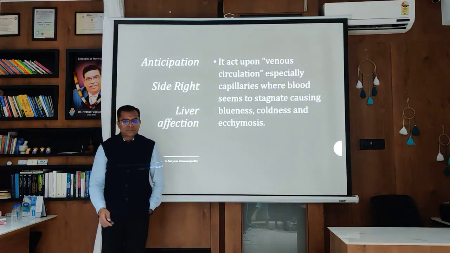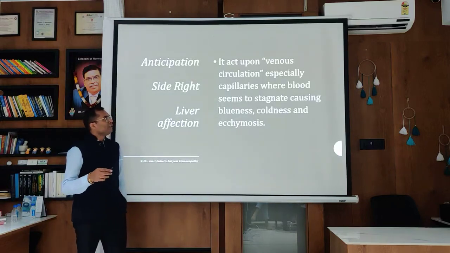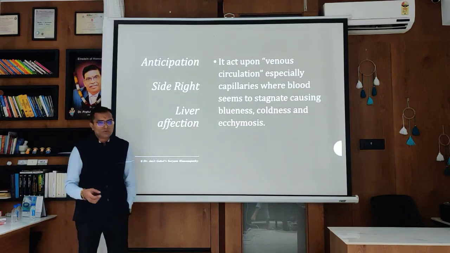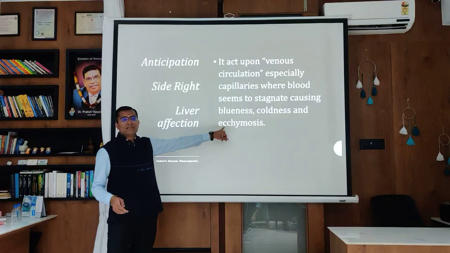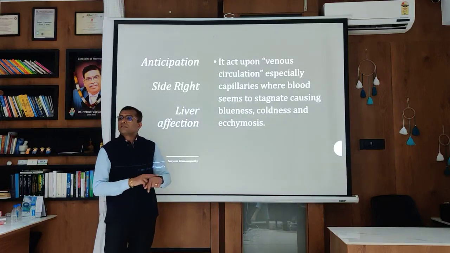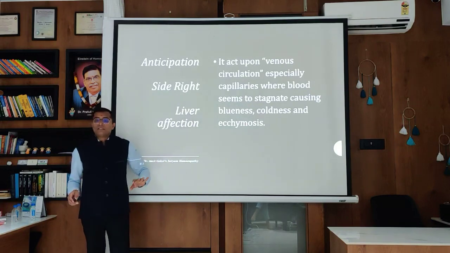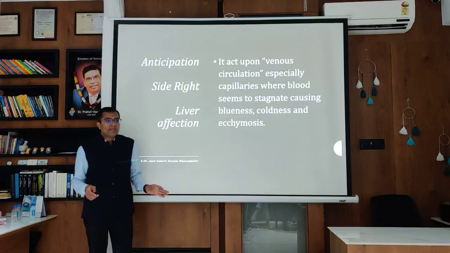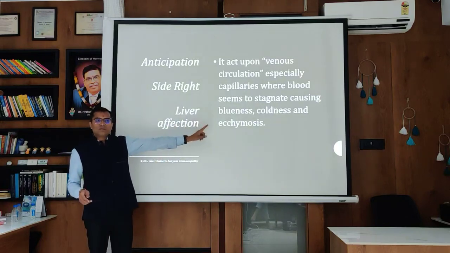So anticipations, side right, and it affects the liver. It acts upon the venous circulation, especially the capillary, where the blood seems to stagnate, causing blueness, coldness, and leading to destruction of that. It is called ecchymosis beneath the skin. So when there is ecchymosis, blueness, and coldness, we can think of ophidia most of the time, because they have a hemorrhagic remedy. Okay, but at that time you can think of carbo also.